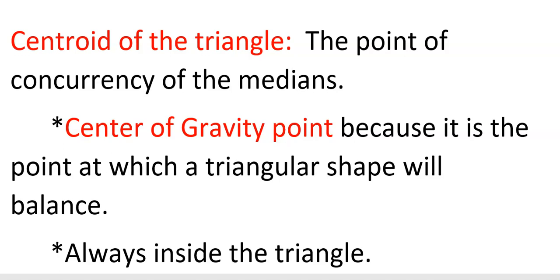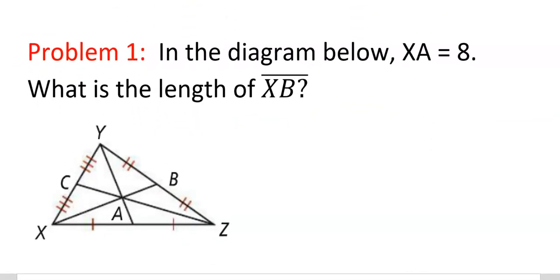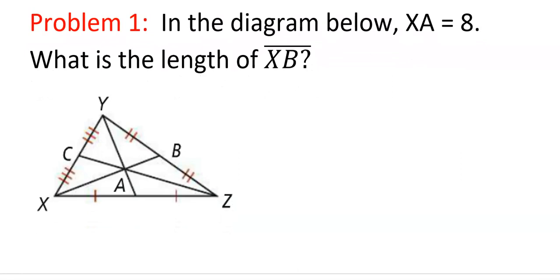So if this surface right here was a triangle, and I had a board or whatever underneath it, if I found the centroid, I could balance it exactly at that point. Remember that because that's probably a question you'll see again. The point where it's going to balance is going to be the centroid. It's always inside the triangle. So let's look at one right now. It says in the diagram below, XA equals 8. So that part right there is 8.